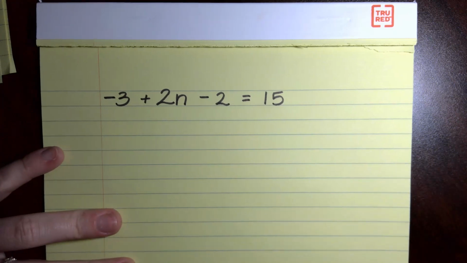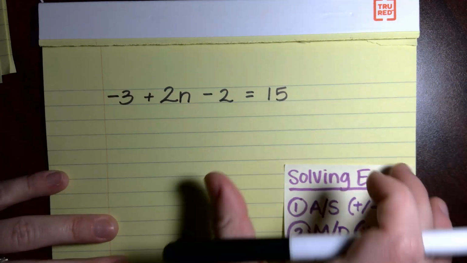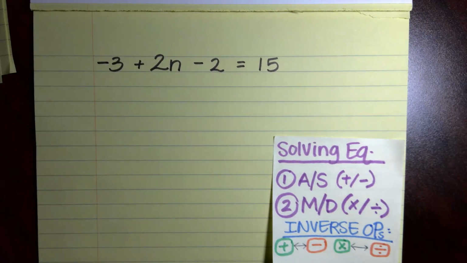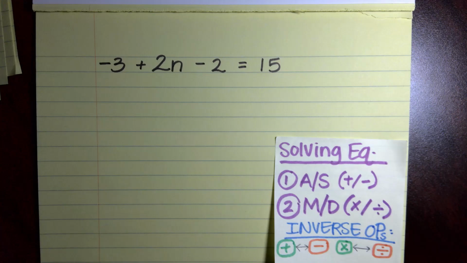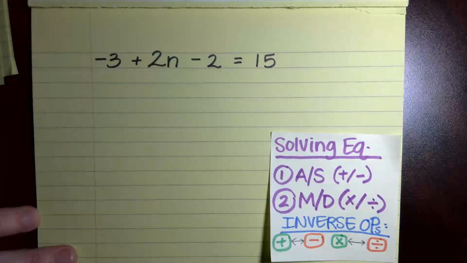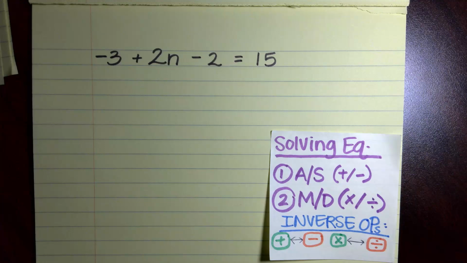Remember these steps we talked about. First, we get rid of the addition and the subtraction. Then we do our multiplication and division, and we use inverse operations to get rid of each item. So we have two different choices for where we could start. Where do you guys want to start?